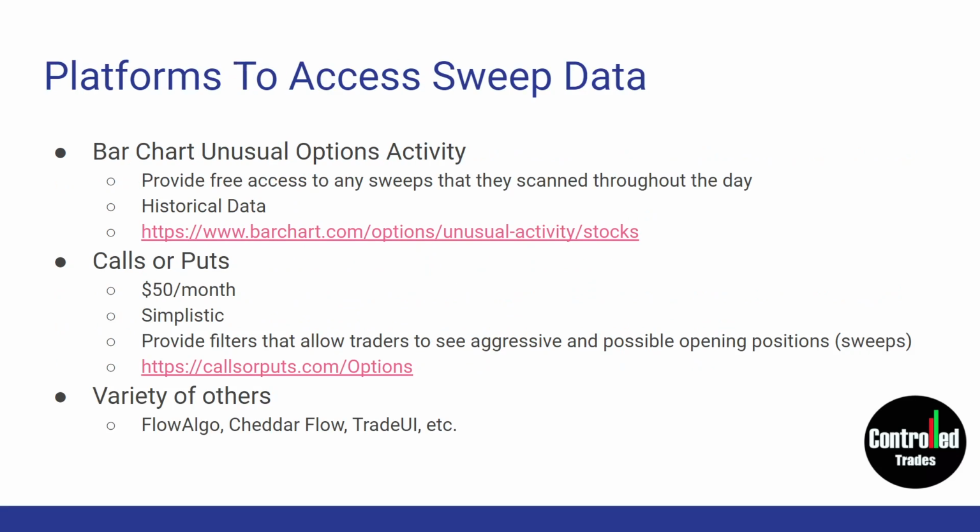Some platforms that you could use to access option sweep data are barchart.com, callerputs.com, Flow Algo, Cheddar Flow, Trade UI, etc. What Barchart has, if you go to their unusual options activity section, is free access to option sweeps that they have scanned throughout the day. And they also give you historical data with regards to option sweeps.